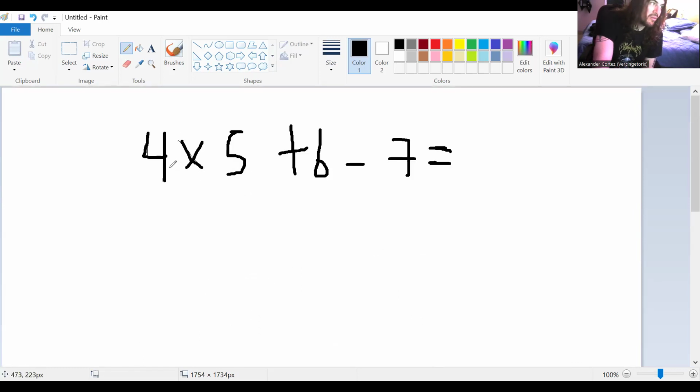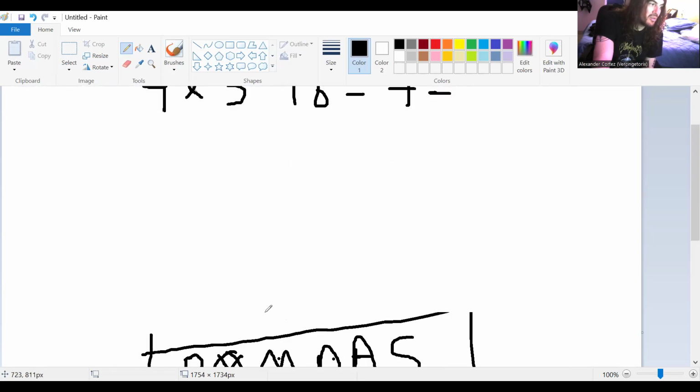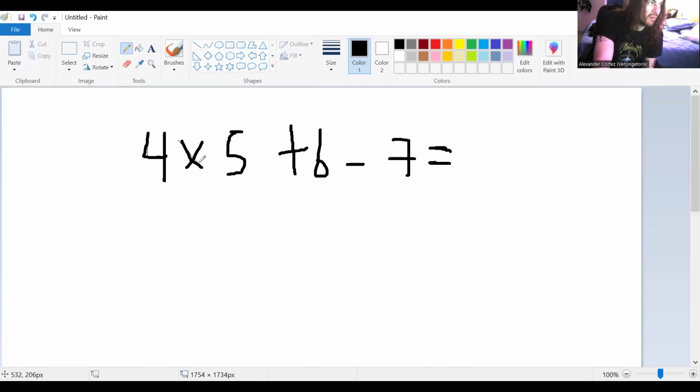So here we would do first the multiplication. That's the first one, right? Because there's no parentheses. So we would go 4 times 5, 20, plus, and then you would do 6 minus 7.